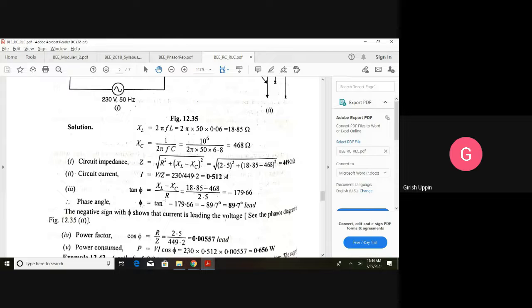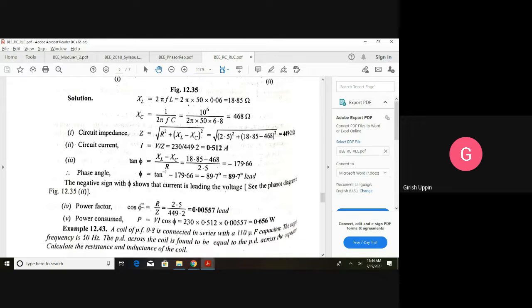Then what is the power factor? Cos phi is equal to R by Z. You get the power factor as almost 0. Power factor is highest when we have a pure resistive circuit. If it is a pure resistive circuit, R by R, that is 1. That is the highest value of the power factor.